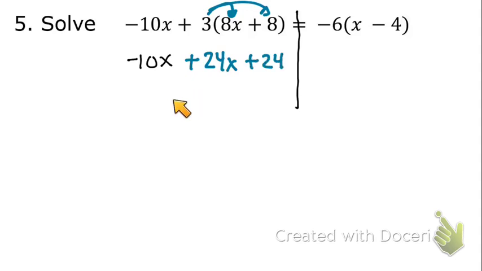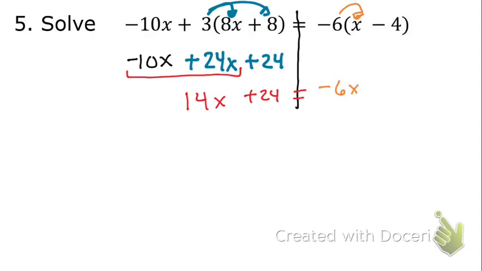Now let's continue with our left side. If you notice, we got some like terms. Negative 10x plus 24x. This will give us 14x. Okay, notice I did not do the opposite. I just did it in the calculator. Negative 10 plus 24. All right, bring down your constant. So now we're done with our left side. Let's go to the right side. On the right side, we must distribute this negative 6 to this x. It will give us negative 6x.